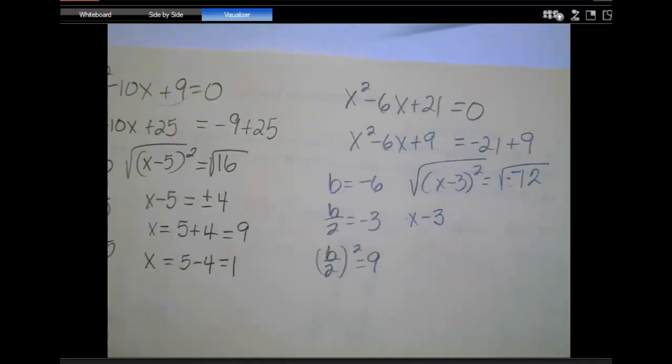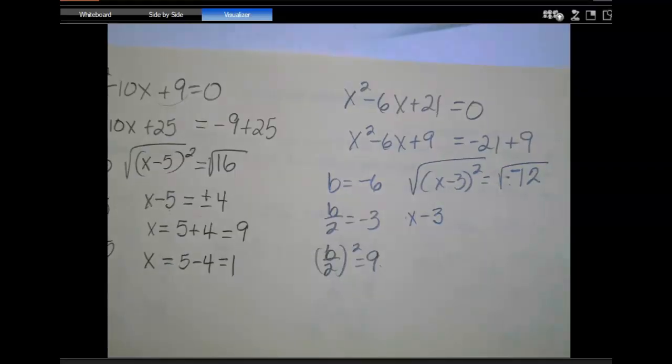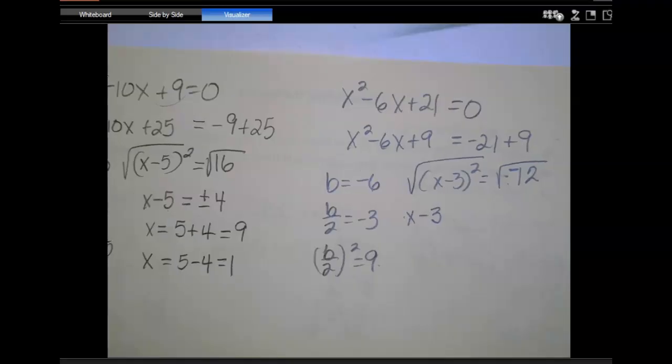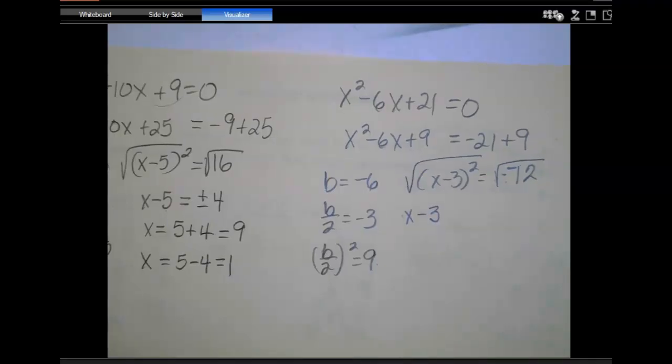I have the square root of negative 12. It is an imaginary number. All right, that's perfect. So what does that mean I have to have in my answer? I have to have an i. And what do I need to do with the 12?